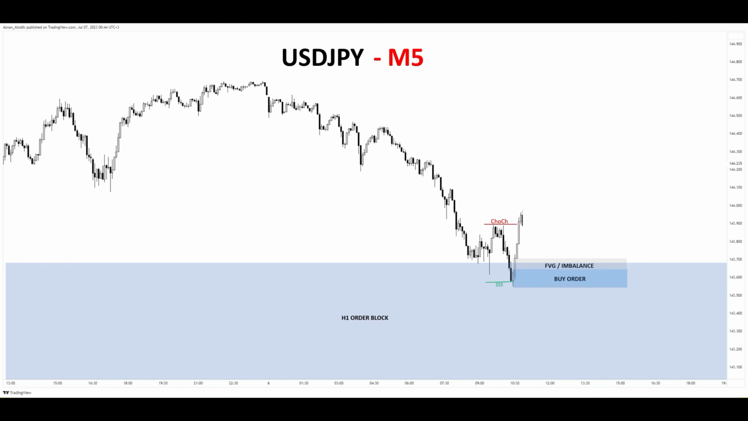However, remain cautious if the market continues to push upward, as inducements may form, ensuring we don't fall into a trap. In our example, we spot the change of character, liquidity being swept, and fair value gap, making it an ideal moment to place a pending buy order. As for the take profit level, it can be set at the last high of the 5 minute chart.